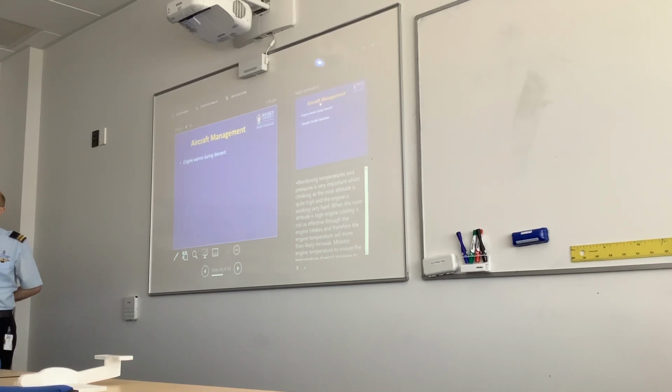So you imagine you put a dinner plate into the oven to keep your dinner warm, and you take it out and you put it in the freezer. What could happen to that plate? It could crack, it could shatter, and the same thing can happen to the cylinders inside the engine of an aeroplane. We definitely don't want that happening, so we don't want shock cooling.